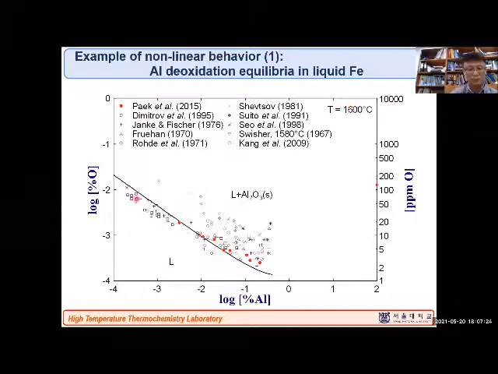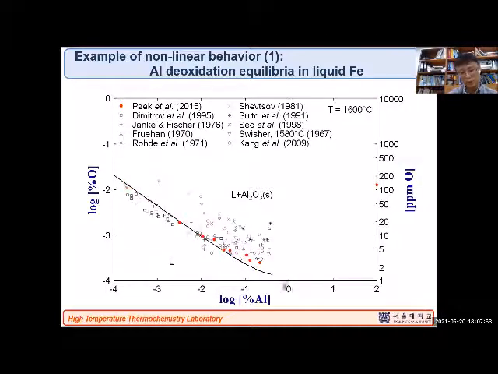So this is one example. Here, this is the oxygen content in the liquid steel with the addition of aluminum to the liquid steel. Let's assume, in log scale by the way, this is about 100 ppm of oxygen in the steel. And by addition of aluminum up to about 1000 ppm, we can reduce the oxygen content from 100 ppm to almost 2 or 3 ppm.